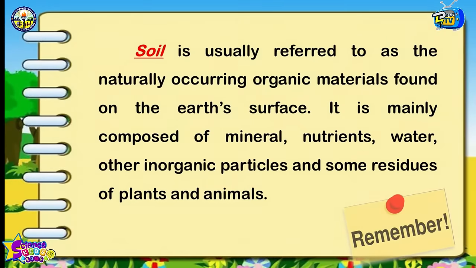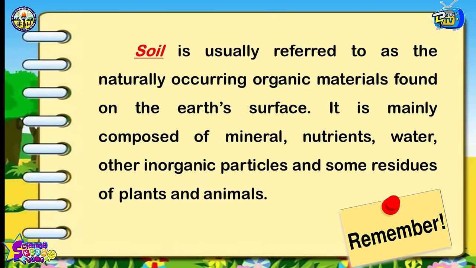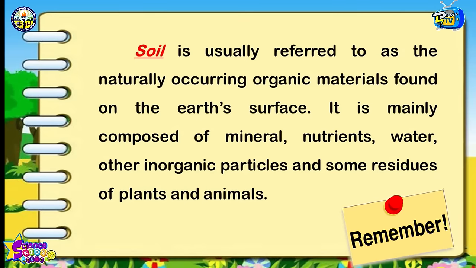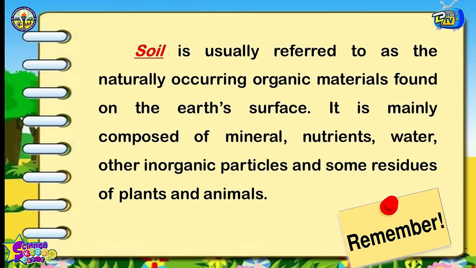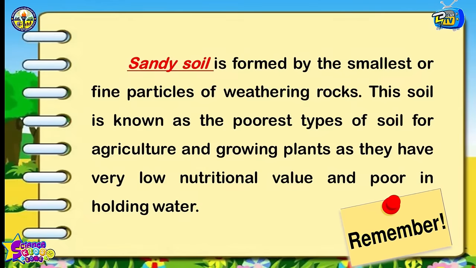Soil is usually referred to as a natural occurring organic materials found on the earth's surface. It is mainly composed of minerals, nutrients, water, and other inorganic particles and some residues of plants and animals. Sandy soil is formed by the smallest or fine particles of weathering rocks. This soil is known as the poorest types of soil for agriculture and growing plants as they have very low nutritional value and poor in holding water.